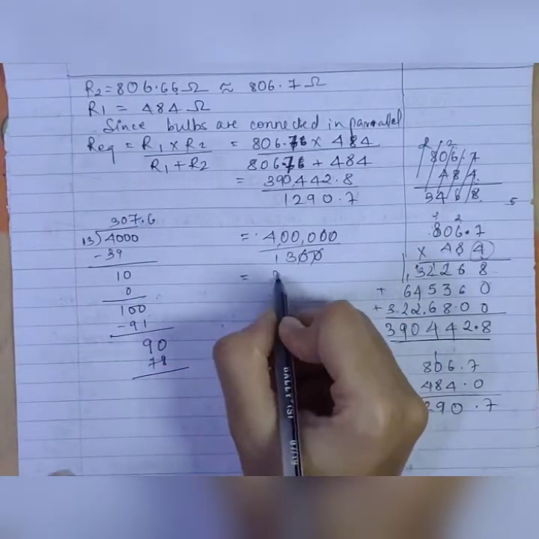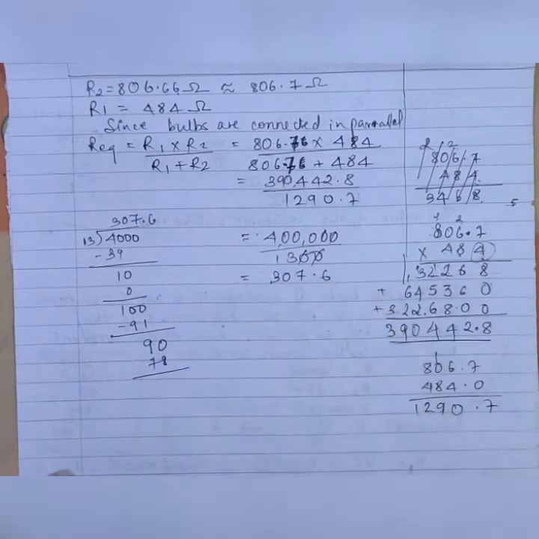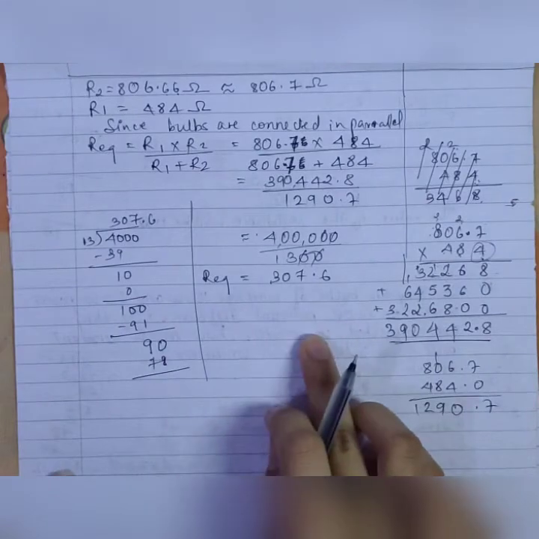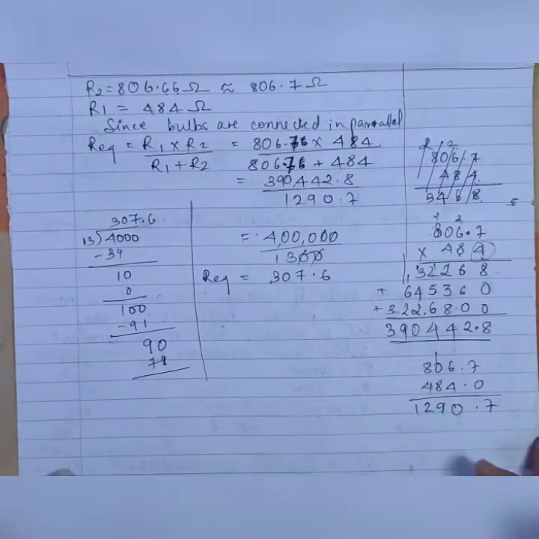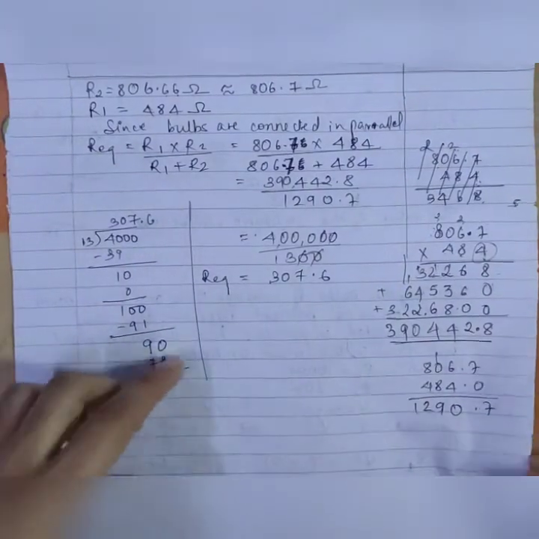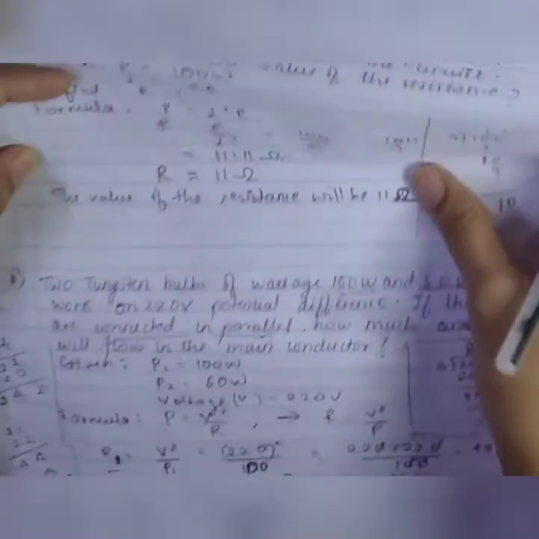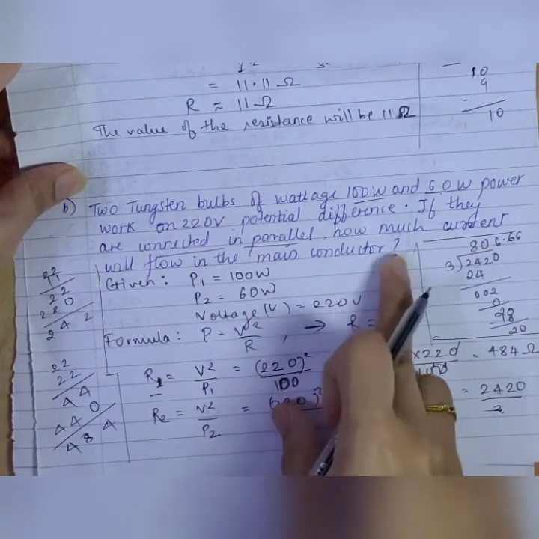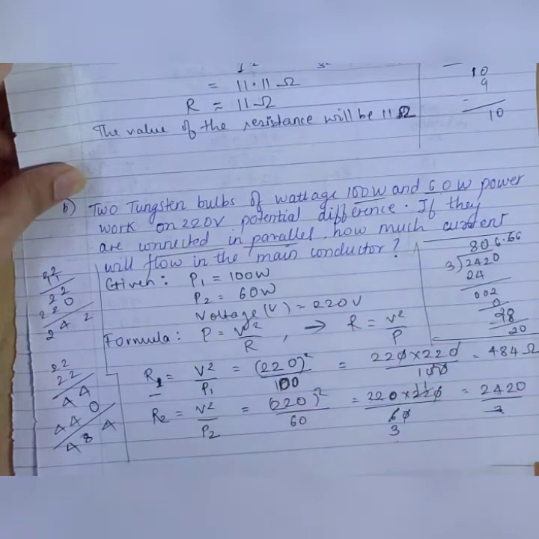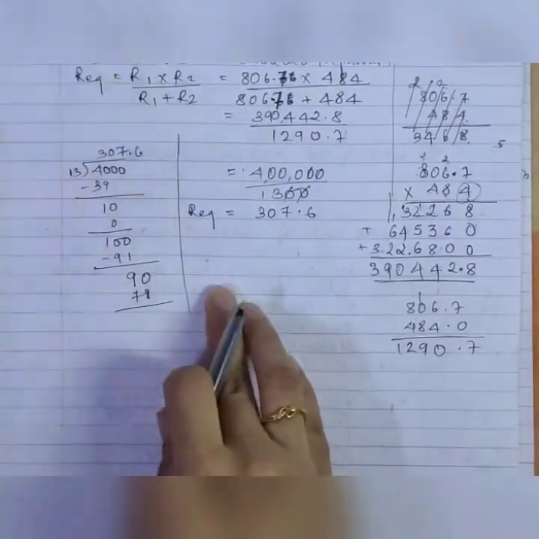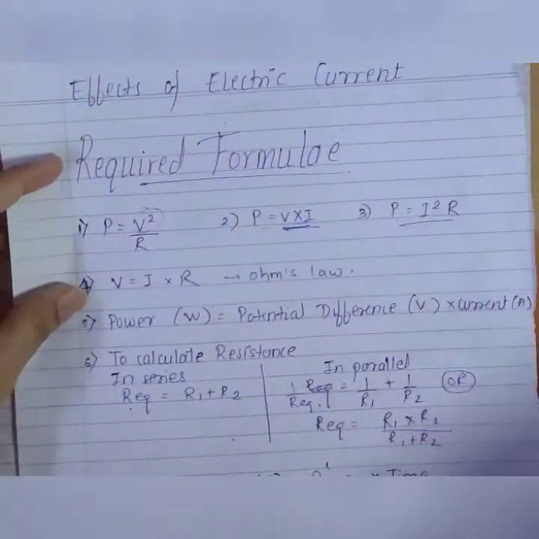So what will I do? 307.6. So your R equivalent comes out to be 307.6. Now we are not done with our sum actually. What have they asked us to find? How much current will flow in the main conductor? Which means I have to find my I. Now I have my voltage with me. I have my calculated R with me.